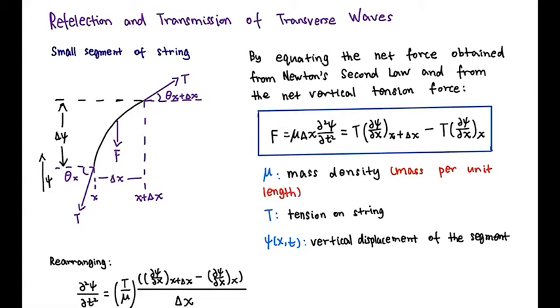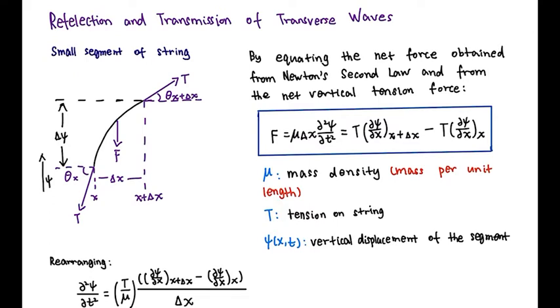Today we are going to talk about reflection and transmission of transverse waves of a string connected to another string with different mass density. The wave will be assumed to propagate from negative infinity, and the boundary between the two strings will be at x equals 0. Also, the string with different mass density will be assumed to extend from x equals 0 to positive infinity.